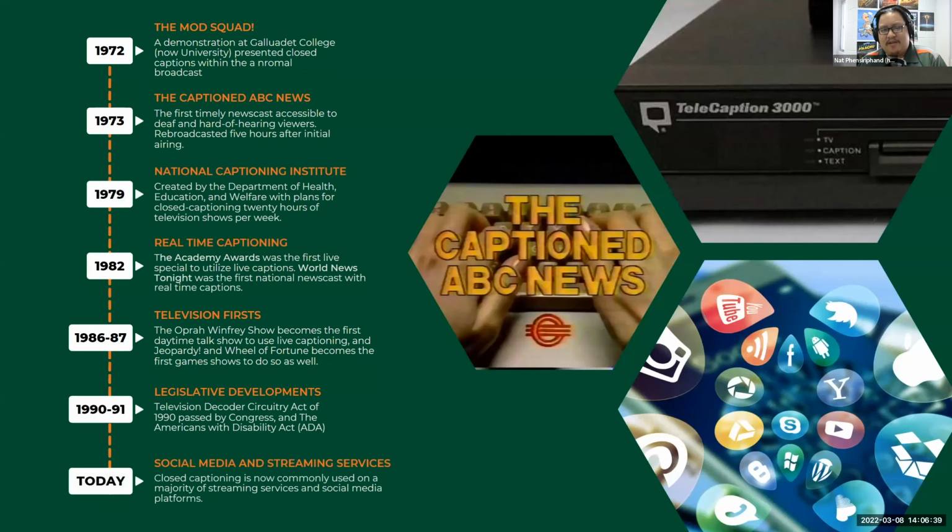In the early 70s, there was a more concentrated and technical focus on adding captions to films as well as news broadcast. For instance, in 1973, the captioned ABC News featured captions 5 hours after the news initially aired. So a lot of work still needed to be done for live captioning to be available.